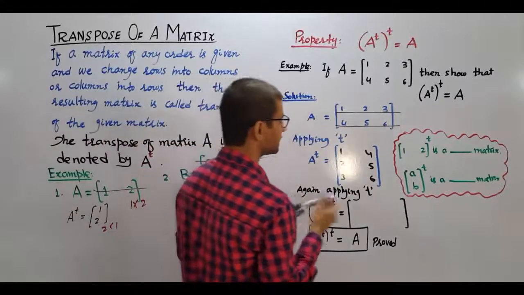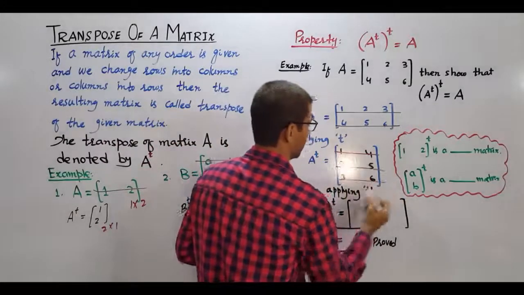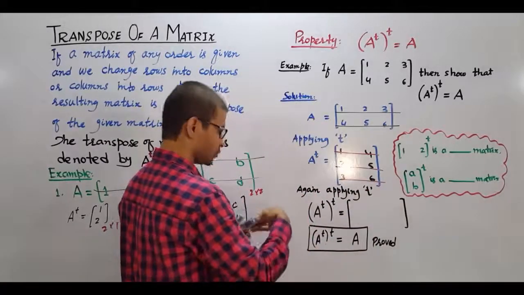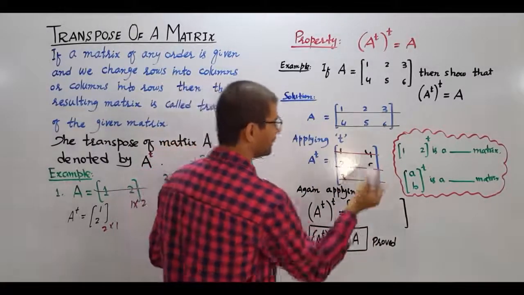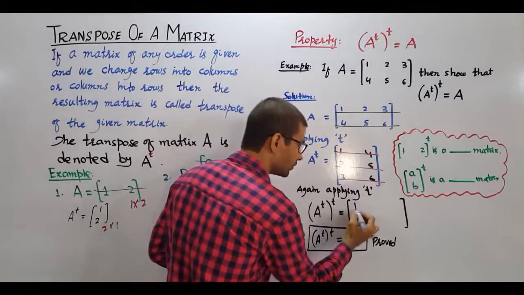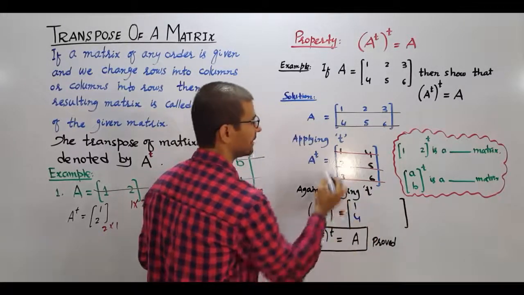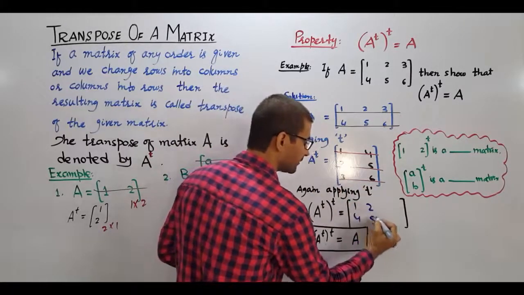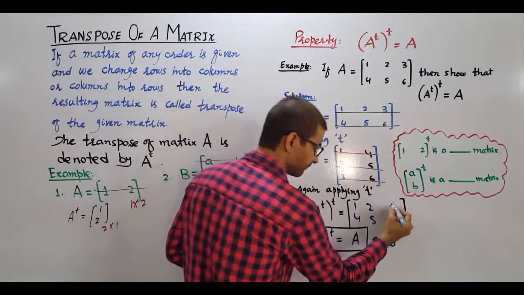Now select the rows and convert them into columns. 1, 4: the first row will become the first column. The second row will become the second column. 3, 6.